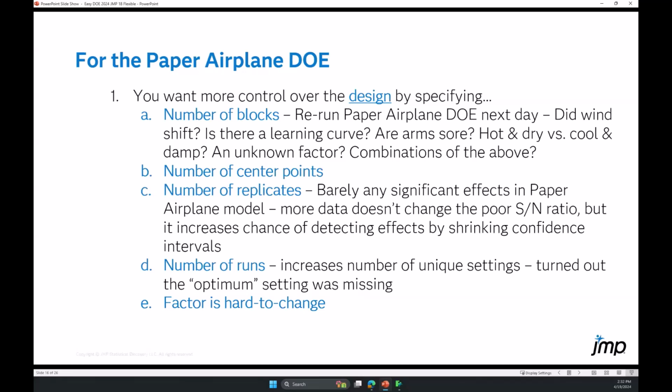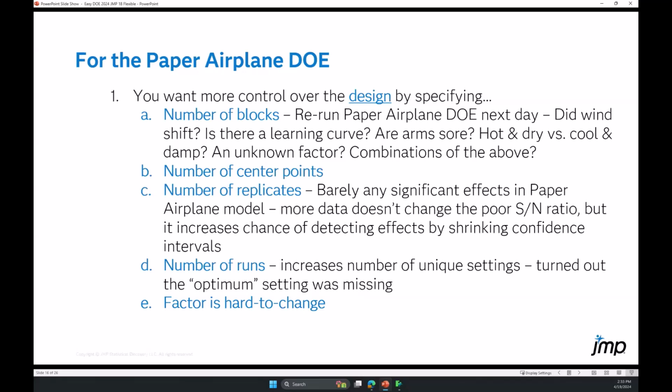Changing the number of center points, we're not going to do a lot of that today, mainly because the data that Peter has, there's only one continuous factor. So there aren't a lot of center points to be worried about here. But the number of replicates, this is the real problem we detected. There were barely any significant effects in his paper airplane model analysis. So what we want to do here is, because of that poor signal to noise ratio, increase our chance of detecting effects by shrinking confidence intervals. And the way to do that is take more data. So ultimately, we want more runs and an increased number of unique settings.